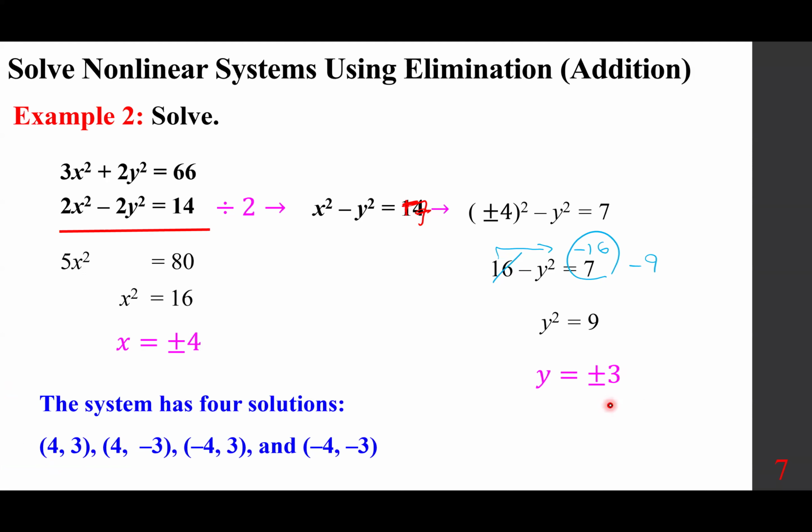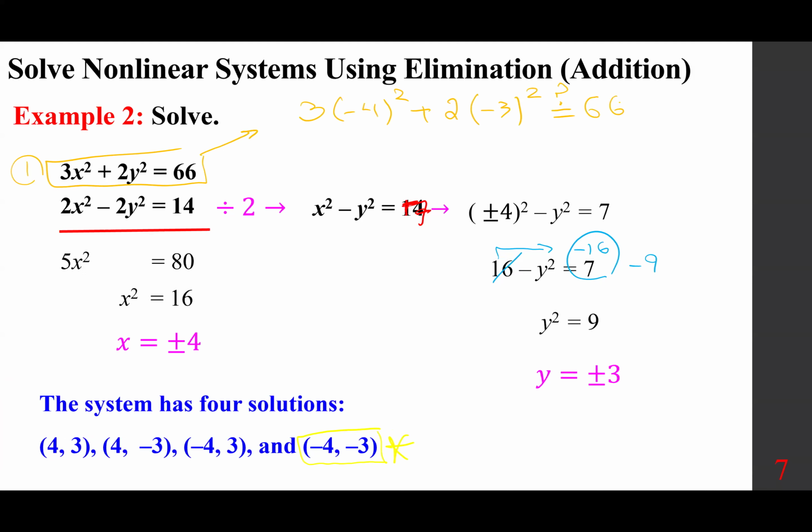And you want to check. Remember, we used the second equation to get y, so it works. Let's check it with the first one. But if you have any doubts, put them into both equations. So I'm going to pick one of them. For example, I'm going to pick this one, but you really have to check all of them. So I'm going to check this one. And I'm going to check it with equation, let's call it equation number 1. 3 times negative 4 squared plus 2 times negative 3 squared.